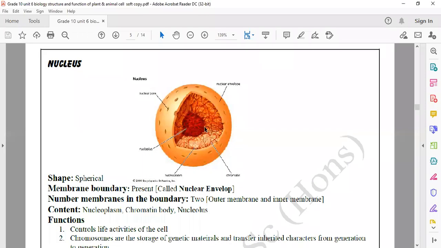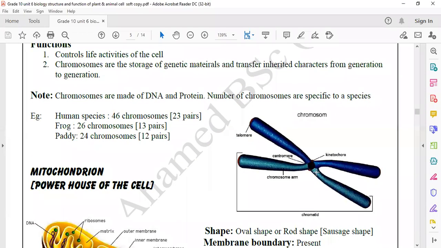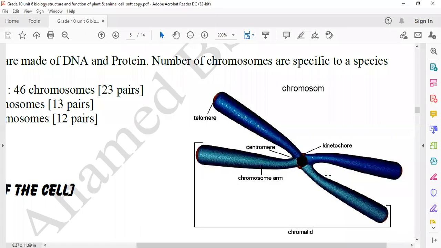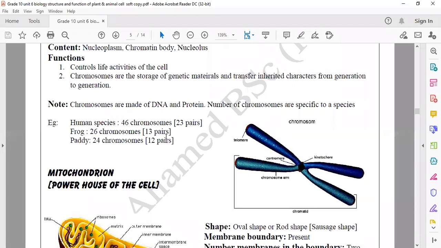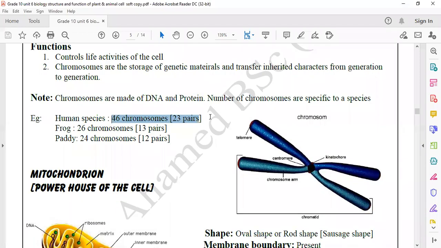So this is the picture of a chromosome, my children. We human species have 46 chromosomes in one cell. In these 46 chromosomes, 15,000 genes are accommodated.